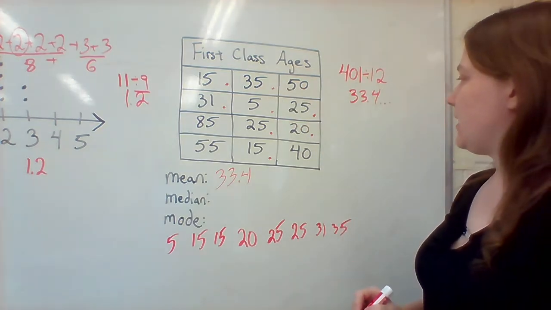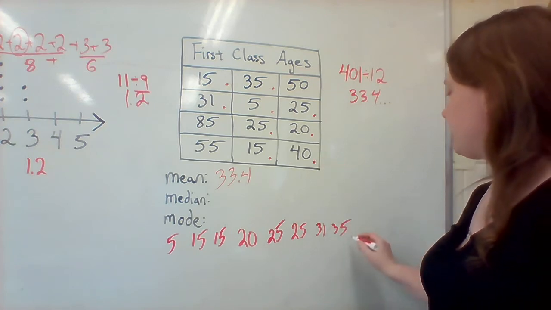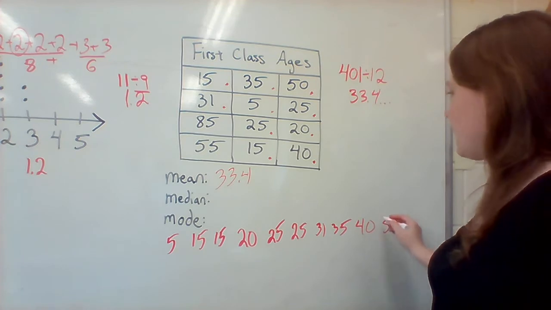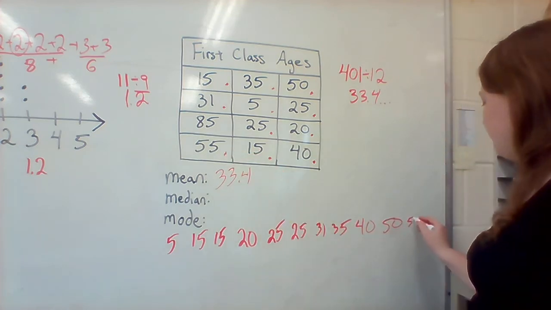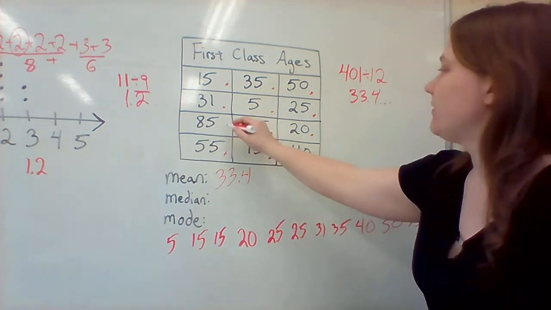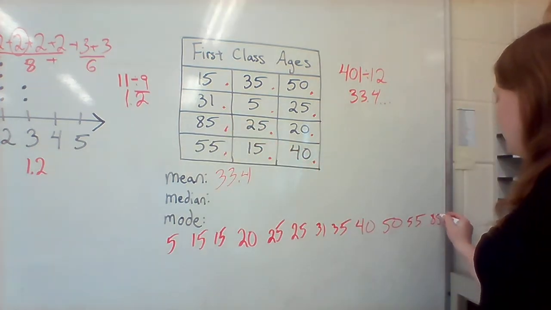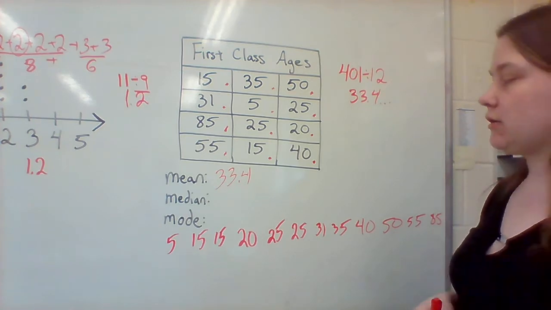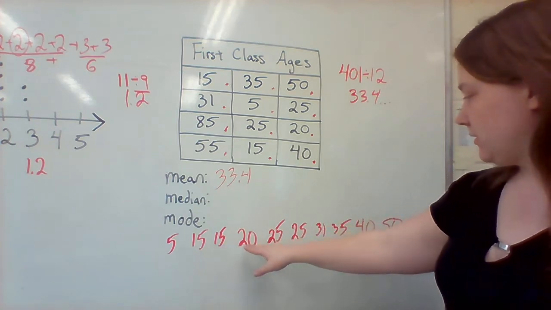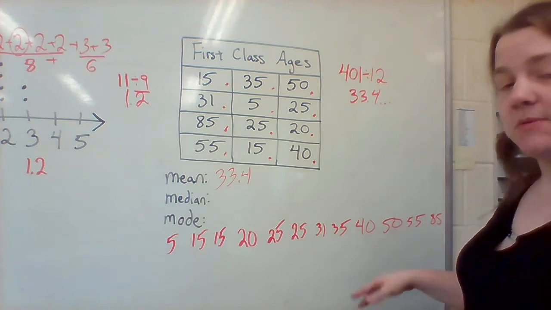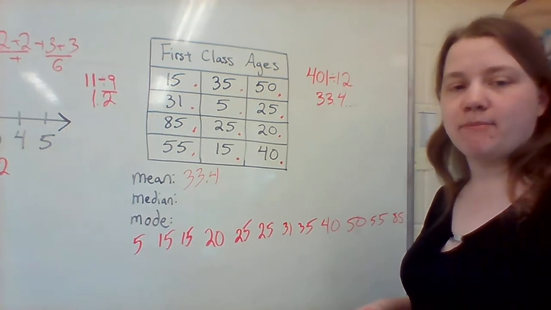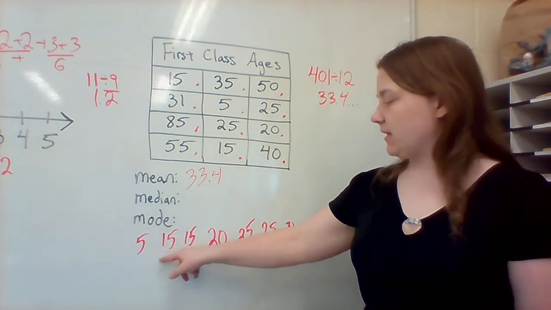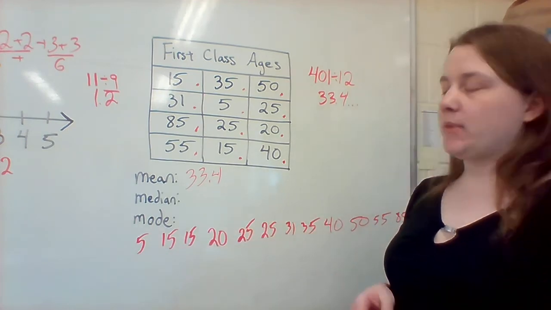After that 35, our next smallest number is 40. And then we have a 50. And then I have a 55. And then I have an 85. Now, this is a lot of numbers, so I need to double check that I've actually put these in the correct order. So first I'm going to look. Seem to put them in order. Let's make sure that there's the correct amount of numbers there. 1, 2, 3, 4, 5, 6, 7, 8, 9, 10, 11, 12. So it looks like I have all my numbers.